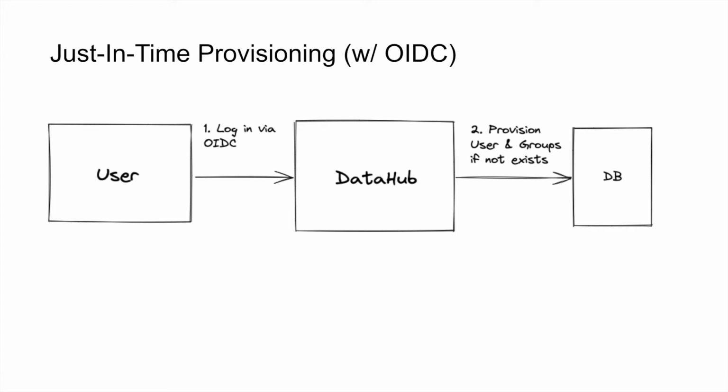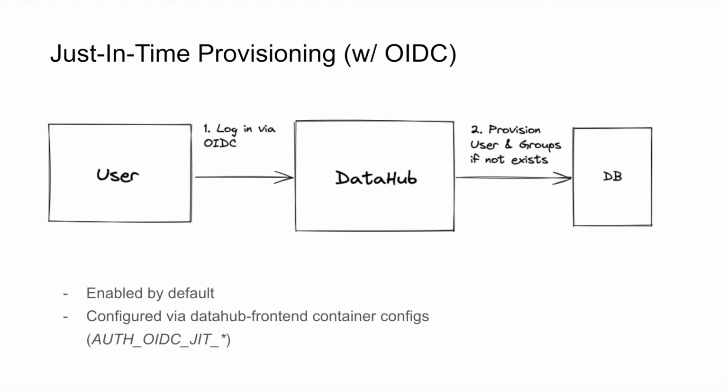If that user doesn't exist, we'll go ahead and create them in DataHub system. And if we are able to extract a groups claim, which denotes which groups they're in, we'll also go ahead and create group objects for the groups that they're associated with, if they don't exist in DataHub already. In the coming release, this will be enabled by default, although there are flags, of course, to control the behavior and turn this off completely. And those are under auth OIDC just-in-time configs on DataHub front-end's container.